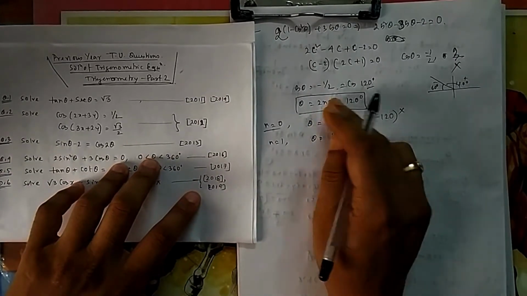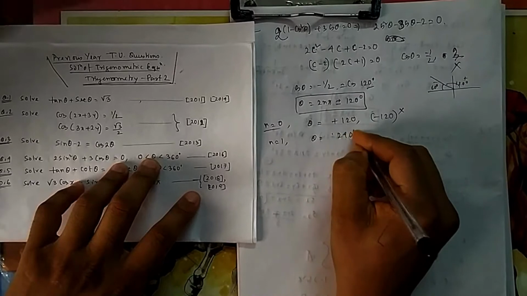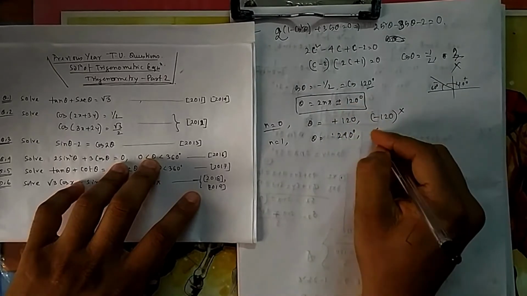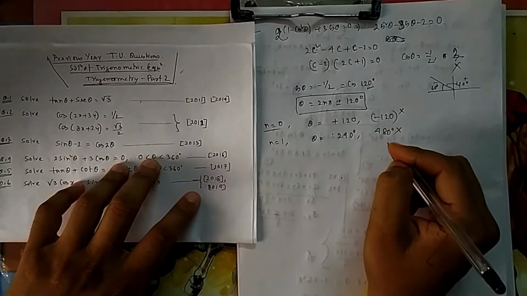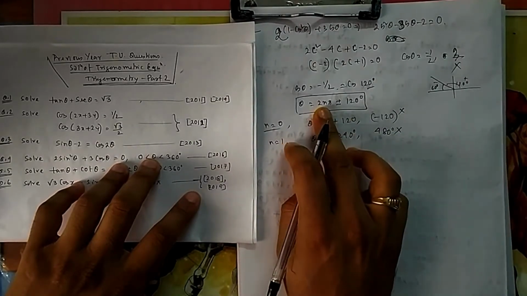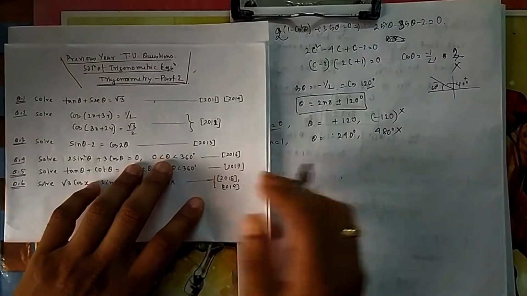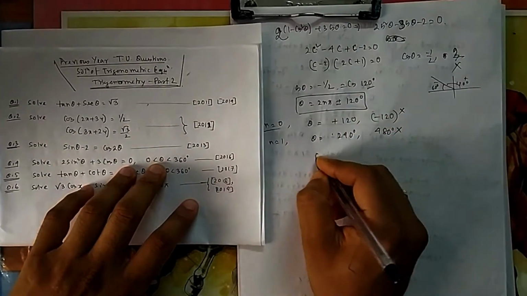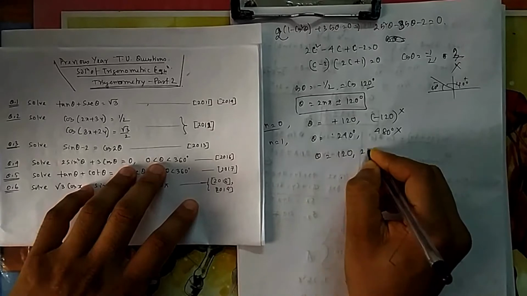If n equal to 1, then it will be 360 minus 120, that is 240, or 360 plus 120, that is 480. Again we will not consider 480. If you go to n equal to 2, it will give you 720 plus, so it will cross 360. So this is the answer. Your answer is 120 and 240 degree.